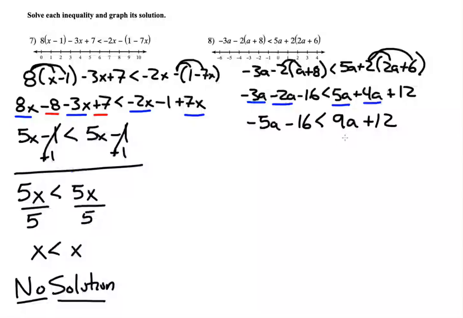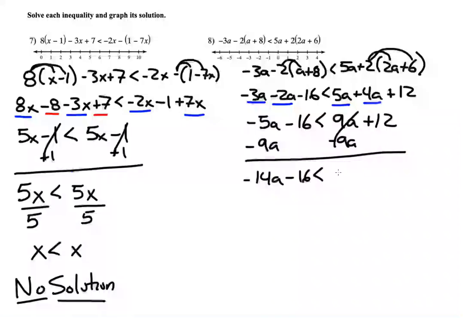So I want my a's on one side and my numbers on another, so I'm going to get my a's over here. And so to do that, I'm going to subtract 9a, so that cancels here. And of course, if I subtract 9a from one side, I have to do it from both sides. So when I do that, negative 5a minus 9a is negative 14a minus 16. So minus 16 is less than, those cancel, 12. Whoops.